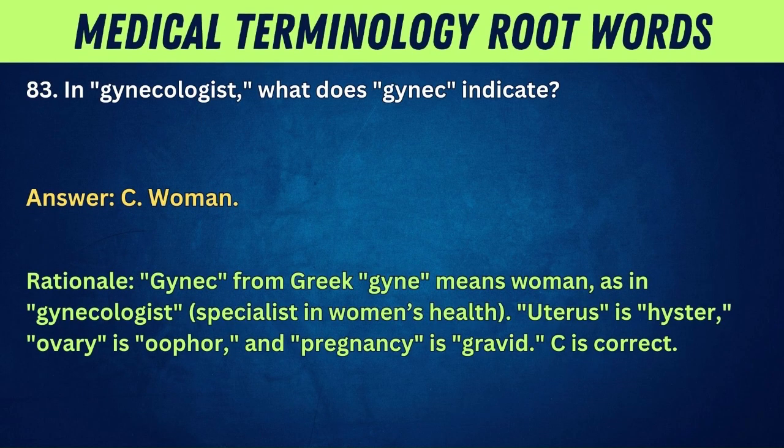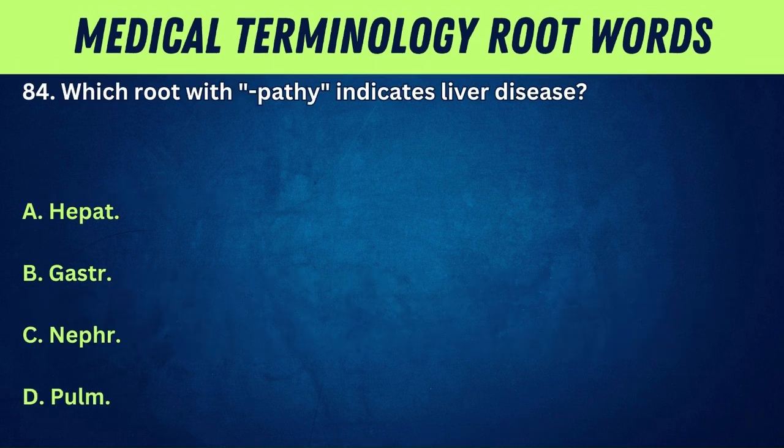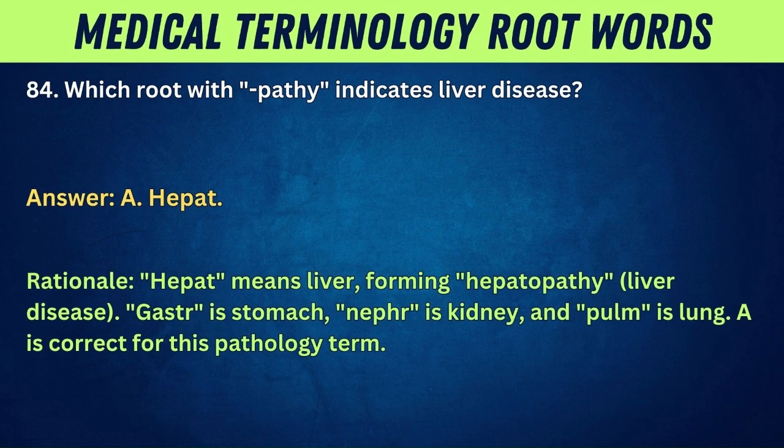Woman. Rationale: gynae from Greek gyne means woman, as in gynecologist, specialist in women's health. Uterus is hyster, ovary is oophor, and pregnancy is gravid. C is correct. 84. Which root with pathy indicates liver disease? A. Hepat. B. Gaster. C. Nephr. D. Pulm. Answer: A.